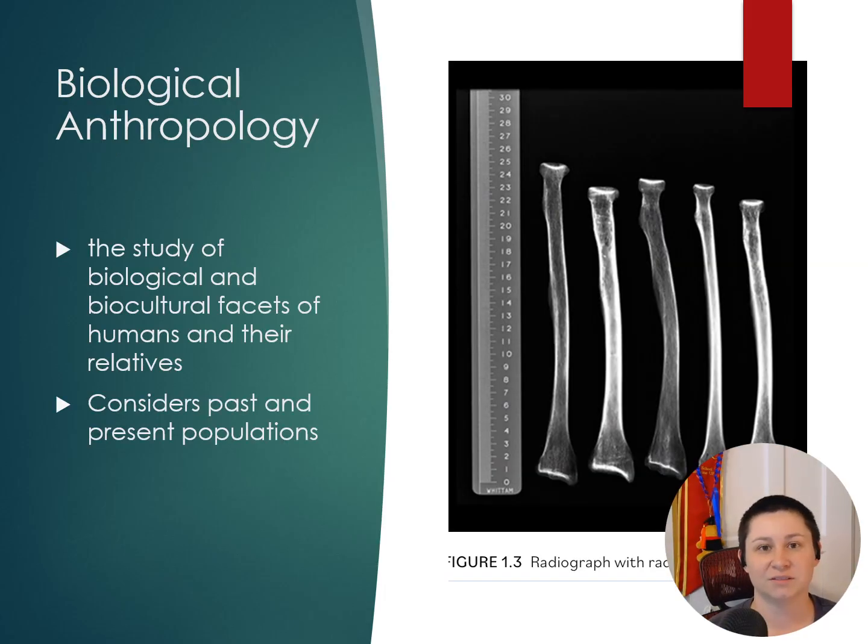So finally, what we've all been waiting for, biological anthropology, the fourth field of anthropology. It's the study of biological and biocultural facets of humans and their relatives. So biological anthropologists consider both past and present populations. So take a look at this image. These are a bunch of radius bones. So the radius bone is a bone in your forearm on the side where your thumb is.